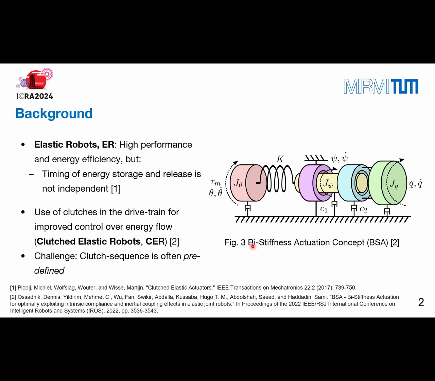A BSA consists of a motor, here depicted in red, connected to a spring in yellow, a brake in purple, which can lock the spring element, and a clutch in cyan, which can couple or decouple the link from the spring. A challenge with this system and with similar systems is that the clutch sequence, i.e. when each clutch should be engaged or disengaged, is predefined.